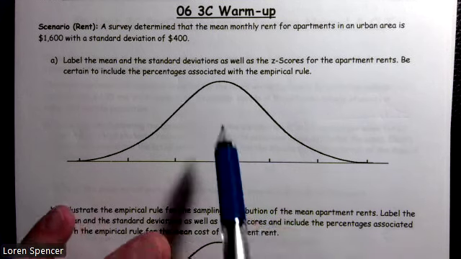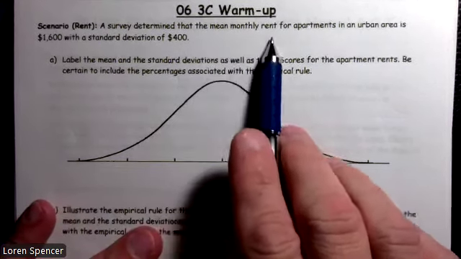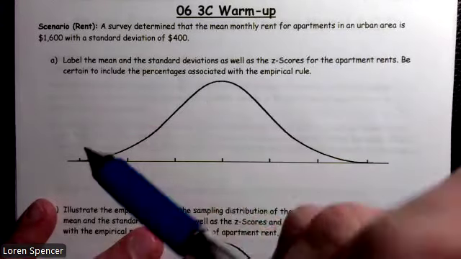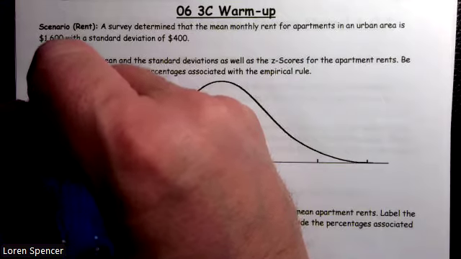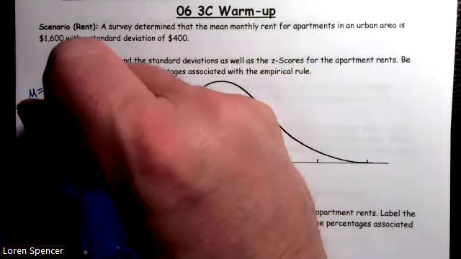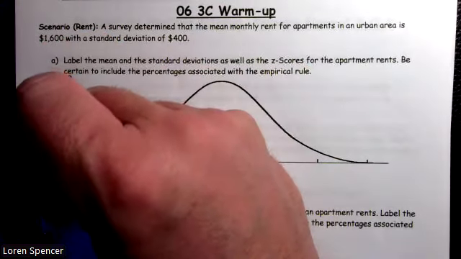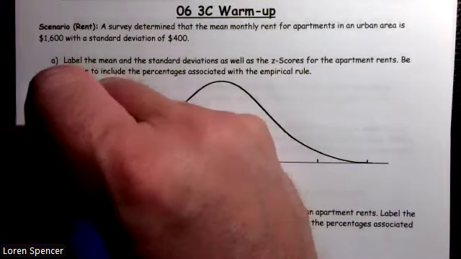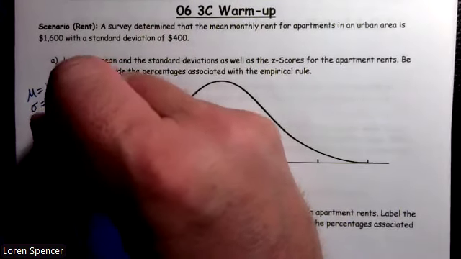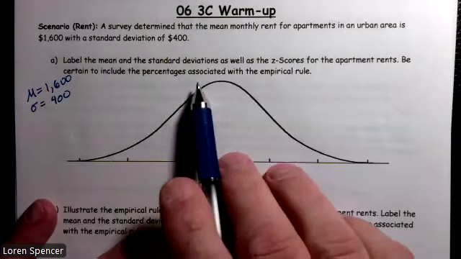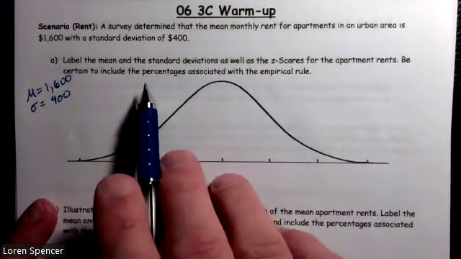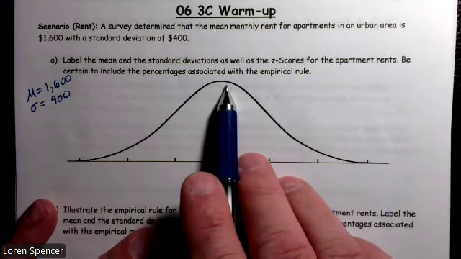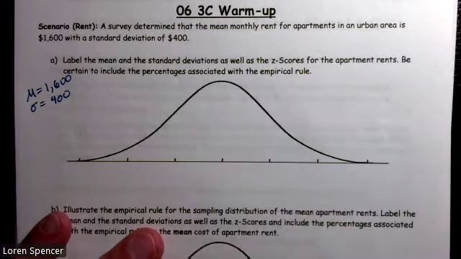A survey determined that the mean monthly rent for apartments in an urban area is $1,600 with a standard deviation of $400. I'm going to make a note of that: mean of 1,600, standard deviation of 400, the standard deviation of the population. Label the mean and standard deviations as well as the z-scores for the apartment rents. Be certain to include the percentages associated with the empirical rule.